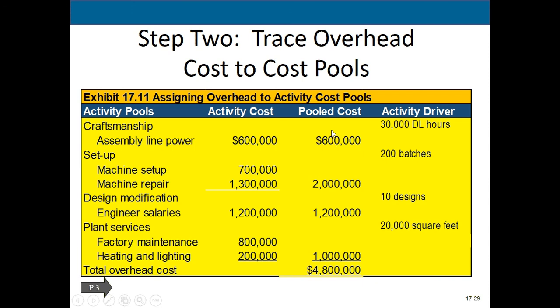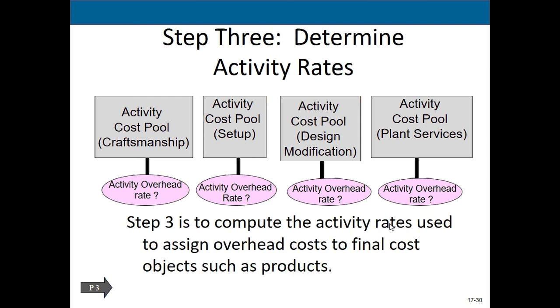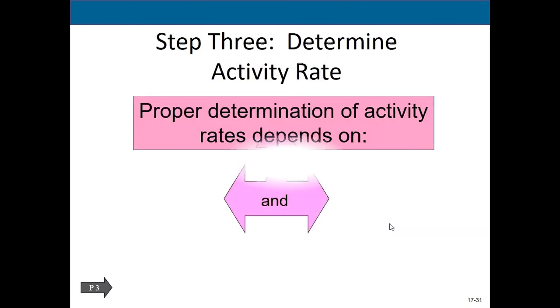All we're going to do is take, remember, our estimated total cost divided by our estimated activity driver: 600,000 divided by 30,000, 2 million divided by 200, 1.2 million divided by 10, and 1 million divided by 20,000. That's exactly how we're going to find those activity rates. I'm sure they're only going to show us 1 or 2 of them.